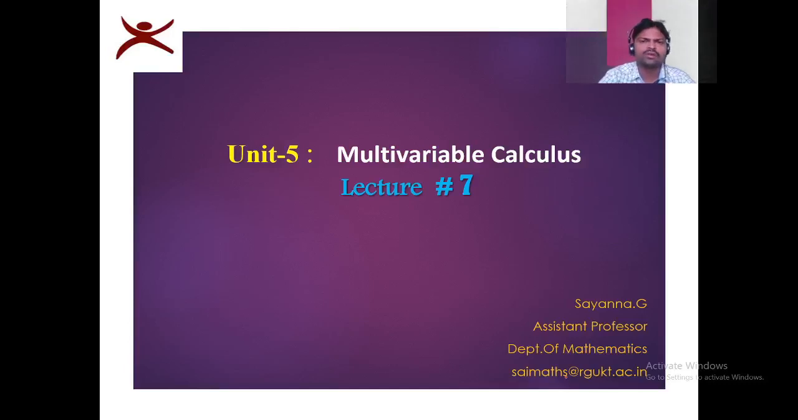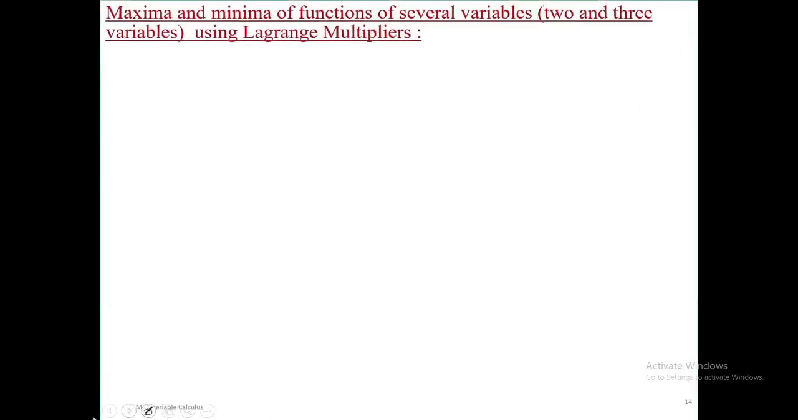Hi everyone, now we are at Multivariable Calculus, lecture number Maxima and Minima. Maxima and Minima of functions of several variables, 2 and 3 variables, here we are going to discuss. If it is more than 3 variables also we can do it by using Lagrange Multipliers, but here in the syllabus only 2 and 3 variables, only by the method of Lagrange Multipliers. By using Lagrange Multipliers only we are finding Maxima and Minima.